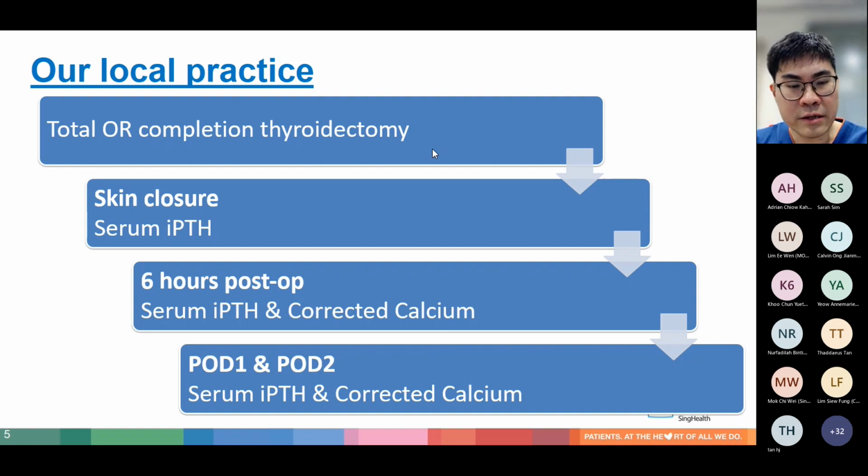Calcium levels do not drop so fast. They will take several hours to declare itself. And this is why we usually do another set about 6 hours after surgery. And then, depending on the levels, we will trend it usually every morning after the surgery.